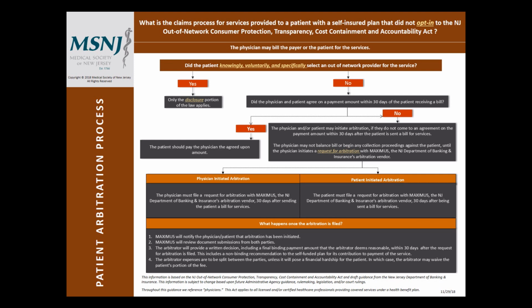So the plan at that point can either follow the recommendation of the arbitrator that, hey, plan, you should have paid a little bit more money, but at that point it's completely voluntary on behalf of the ERISA plan, either to abandon the patient and leave them with the entire due amount, or to pay a little bit more and split that amount with the patient in a higher cost sharing. Because they've decided not to opt into the law, there's nothing to hold them to it. Then the arbitrator's expenses are split between the parties unless it's a hardship for the patient, and then the arbitrator may waive the patient's portion of the fee.